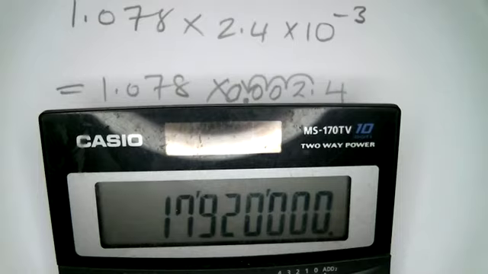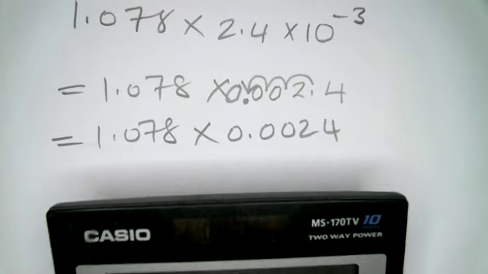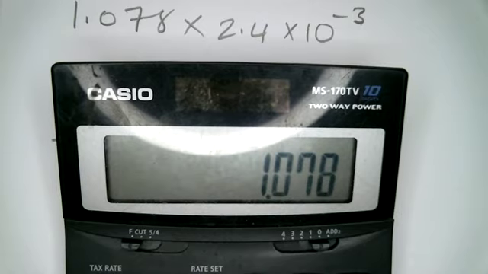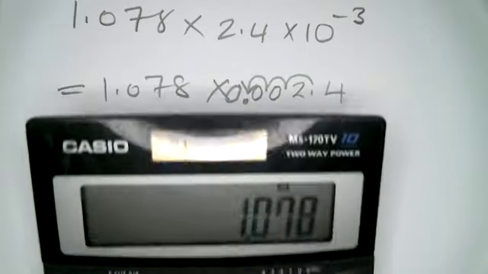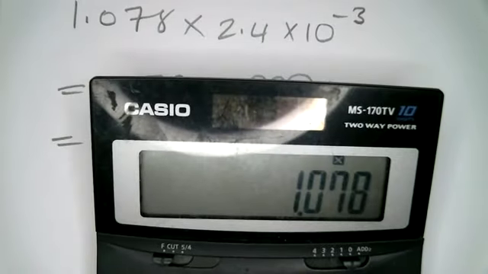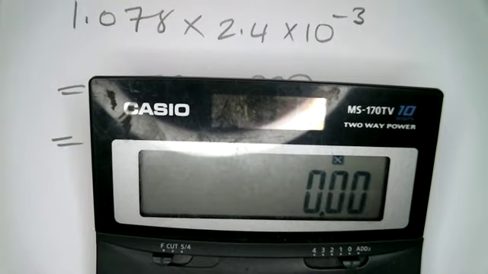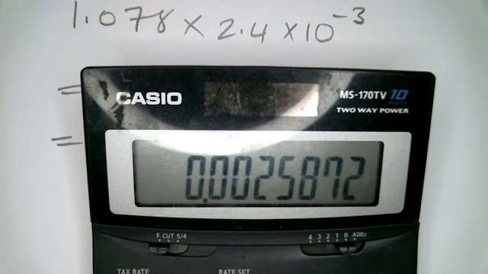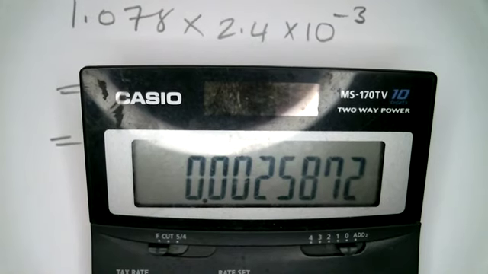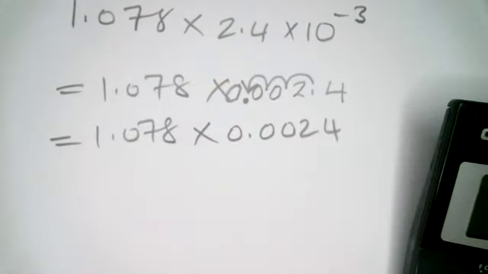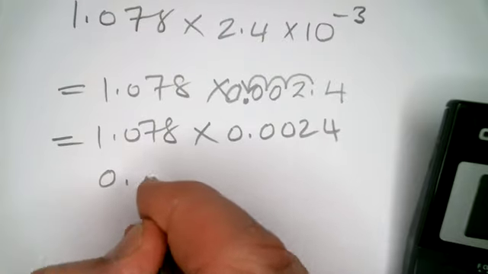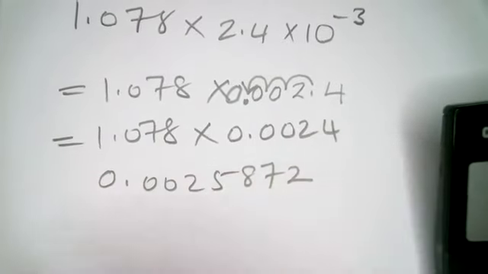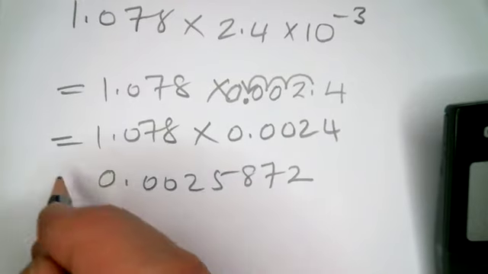Here it is, and it's going to be 1.078 times, the other one was 0.0024. Was that right? Yes, it was. Okay, equals, and I've got 0.002587, and that is the answer.